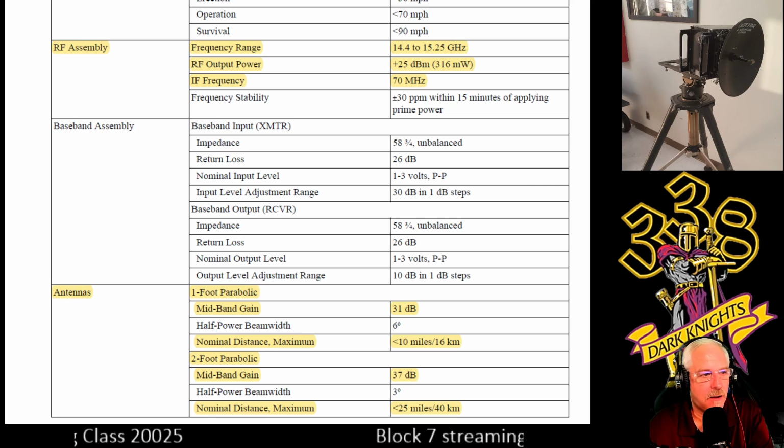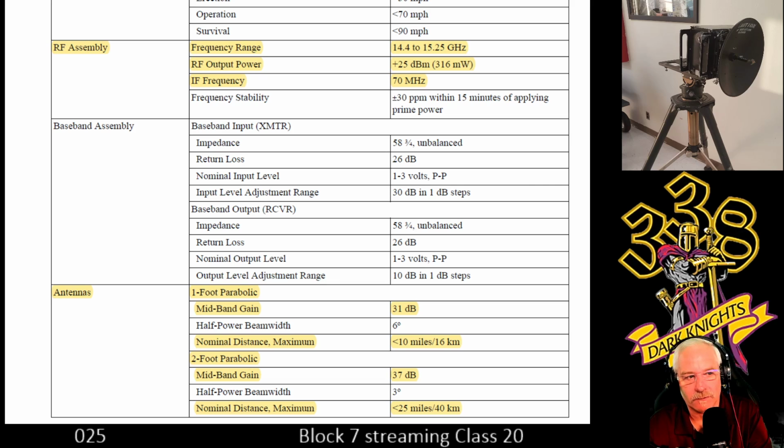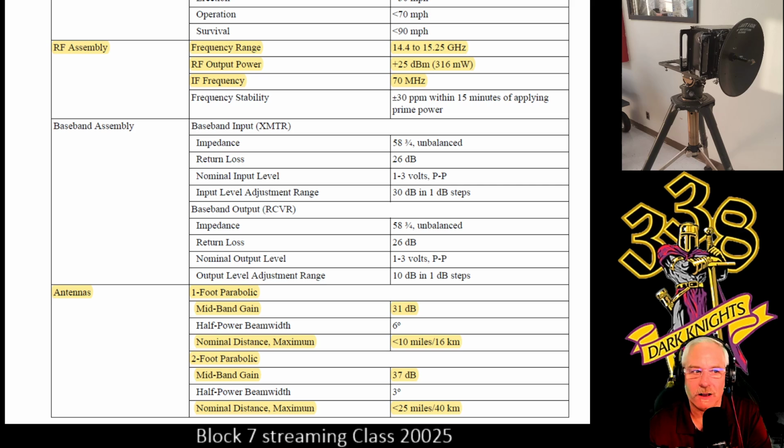Just letting you know. So when we look at the 2-foot dish, this one goes from 25 dBm to 37. That's a 12 dB gain. You remember doubling the power every 3 dB? Wow. And of course it says that less than sign, which is 25 miles.